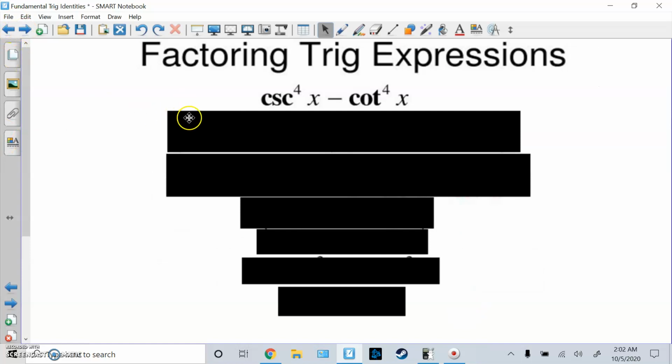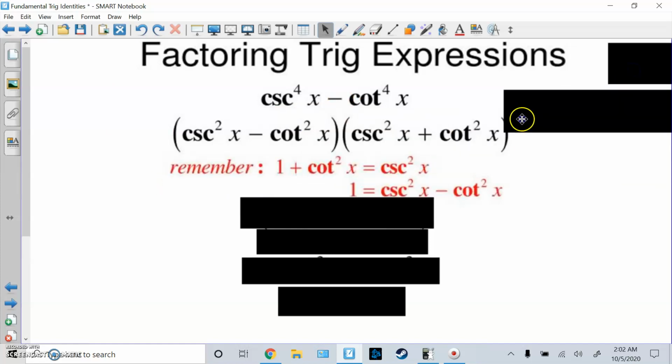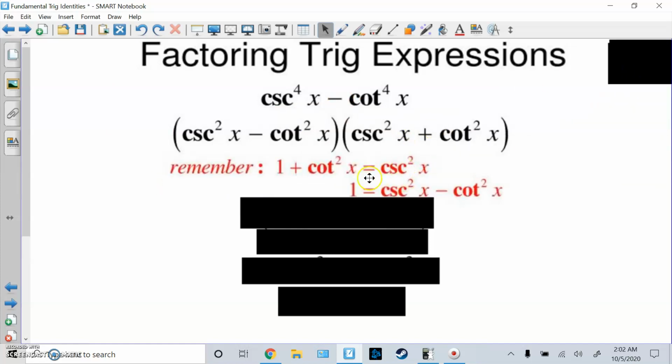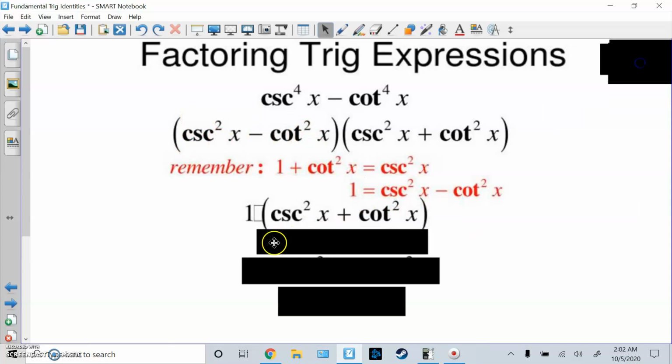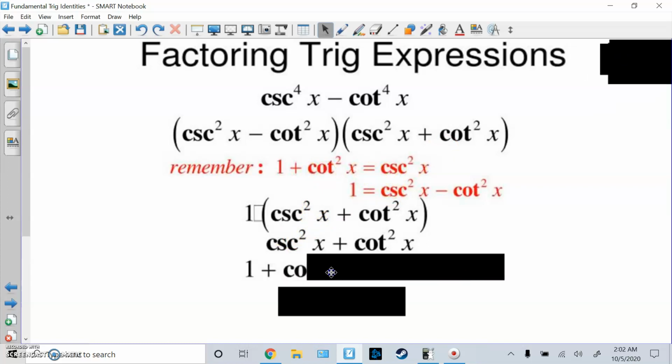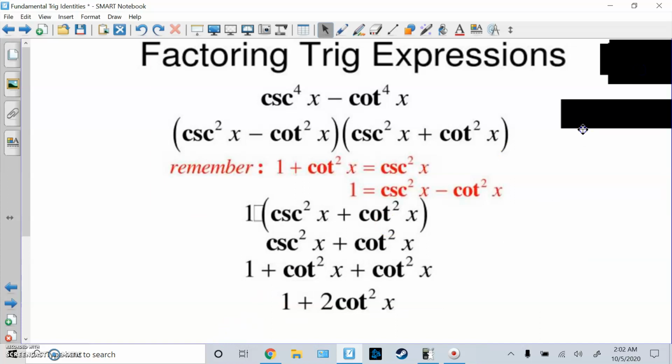Alright, we also have this. This is also difference of squares, so I did that. Then I remembered the fact, so cosecant squared minus cotangent squared is actually 1, so this replaces the 1. I'll leave this other one alone, and that just means it stays this other thing. Then I say, oh yeah, cosecant squared is equal to 1 plus cotangent squared. So I'm going to replace this first one with 1 plus cotangent squared. Combining terms, I get 1 plus 2 cotangent squared.